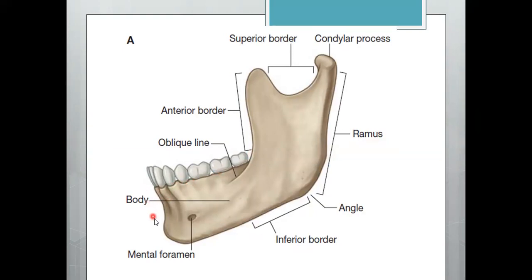So this is the body of the mandible and this is the ramus of the mandible. The body and the ramus both meet at the point which is called the angle of the mandible. So this is the superior border and this is the inferior border. And here is the oblique line of the mandible.